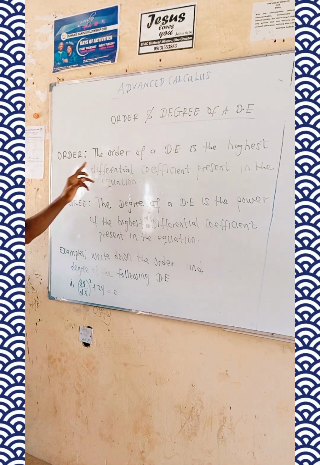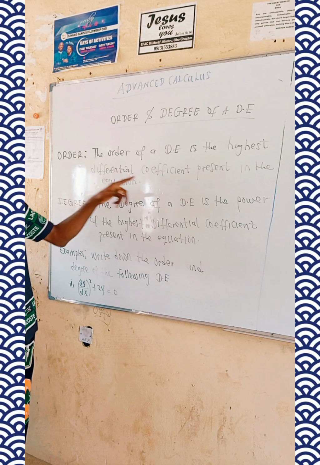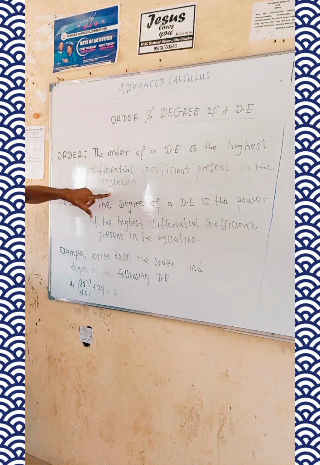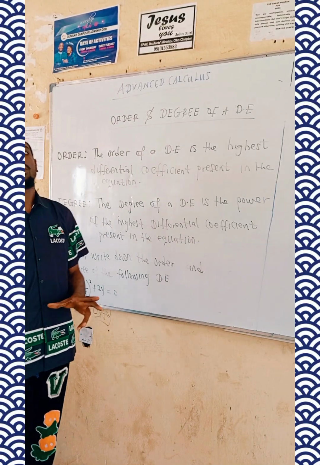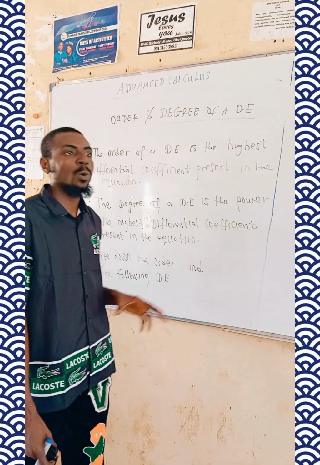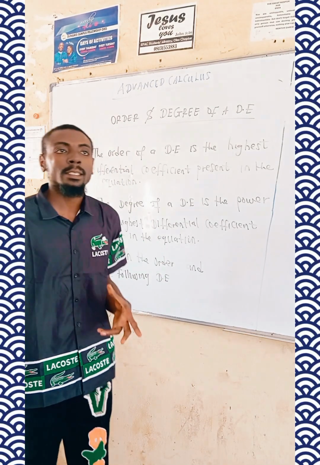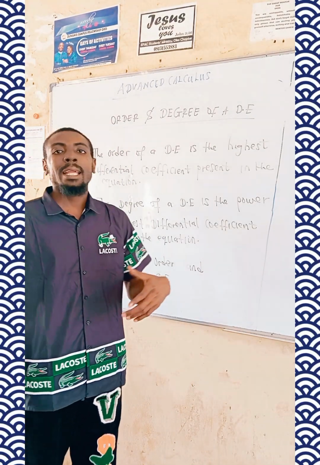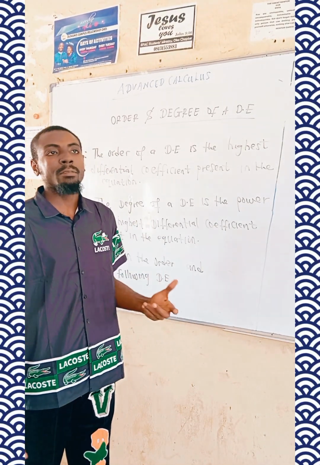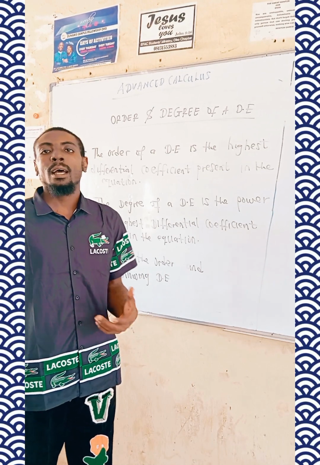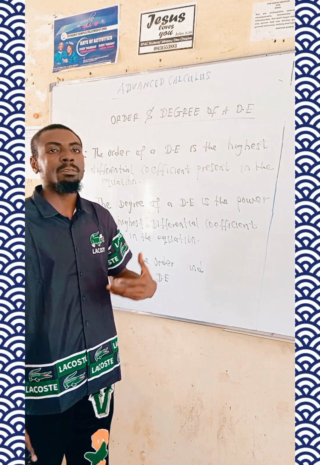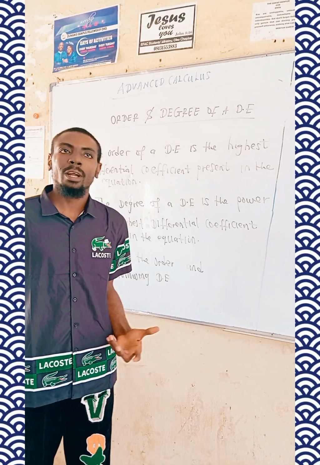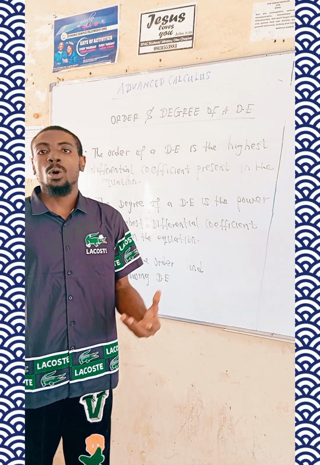Then by definition, the order of a differential equation is the highest differential coefficient present in the equation. The order is the highest differential coefficient. When we talk of differential coefficient, we talk of dy by dx. Then we have higher derivatives, d squared y over dx squared, that's the second derivative, the third derivative, the fourth derivative, and so on.